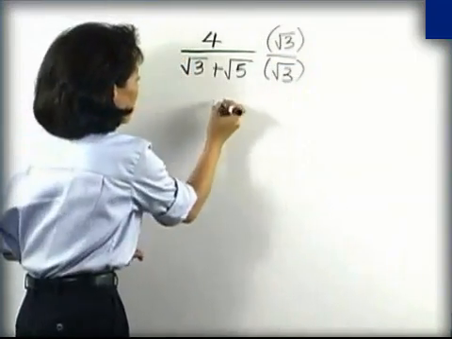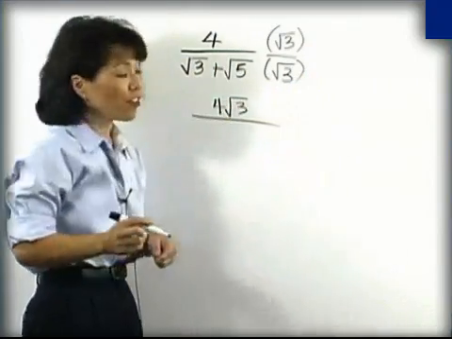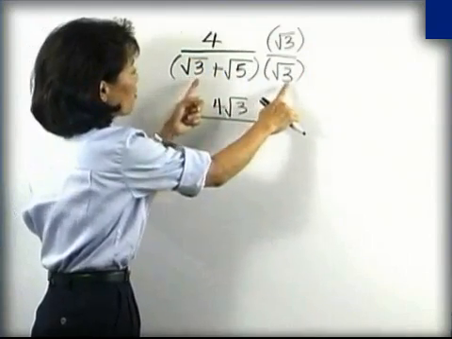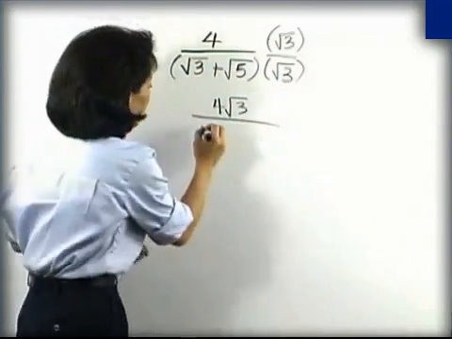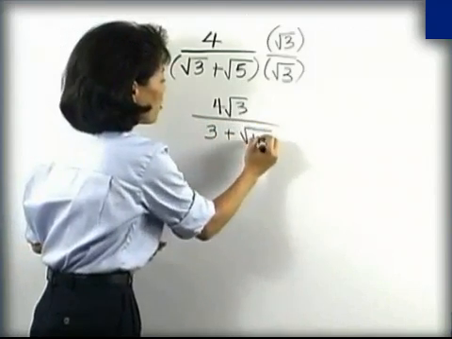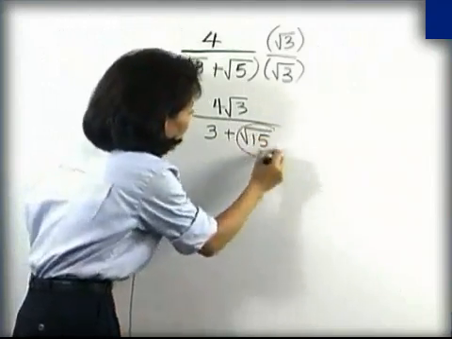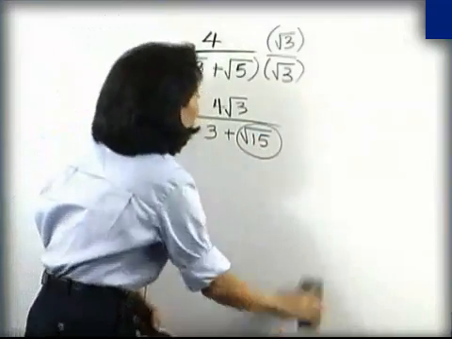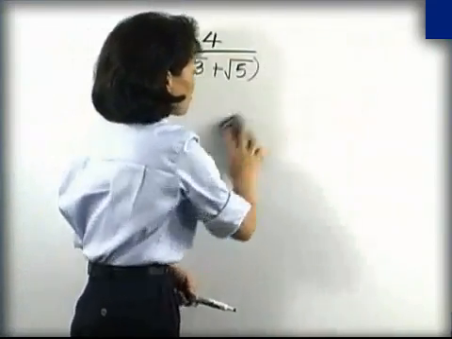When I do this, I'll get 4 times the square root of 3 over, and I'm going to use my distributive property, and you're right about this, the square root of 3 times the square root of 3 is 3, plus, but look what happens, we end up with the square root of 15. Now, did we eliminate all radicals? No, we didn't. So what we're going to have to do is use another procedure, and that is this.